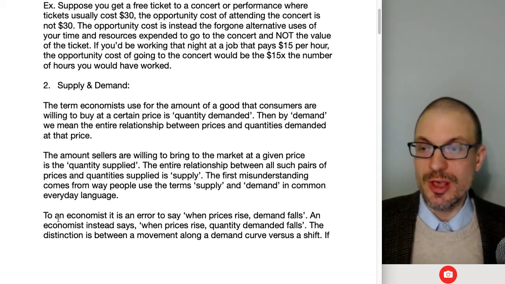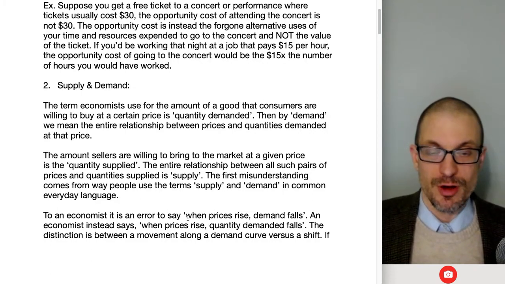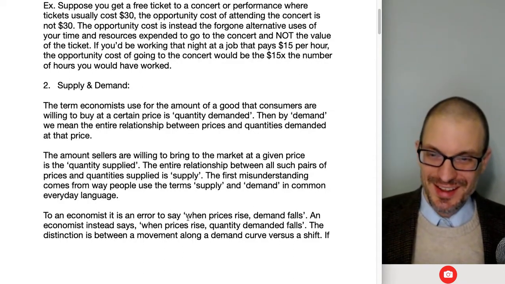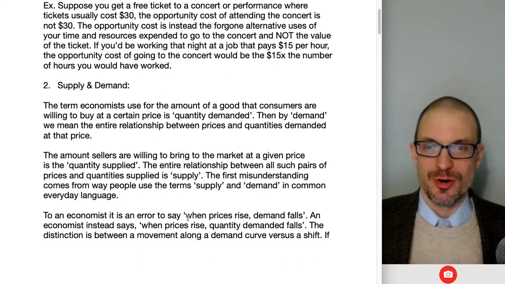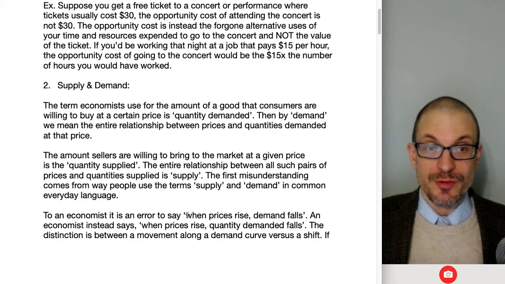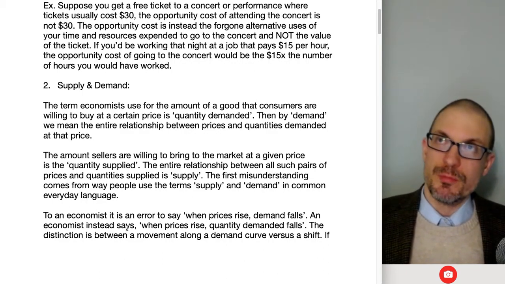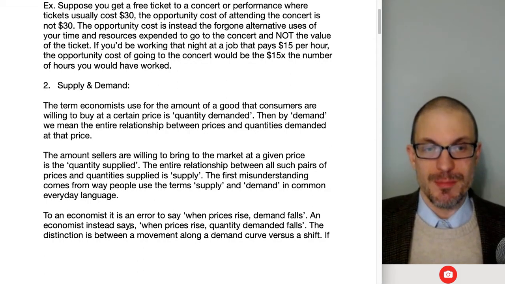So for instance, to an economist, it's wrong to say when prices rise, demand falls. Though we hear this all the time, right? From smart people in the media and in news reports and other current event articles, you'll see exactly this language. It's wrong from the perspective of economics. So an economist would say instead, when prices rise, then quantity demanded falls. The law of demand is that at higher prices, there's a lower quantity demanded.